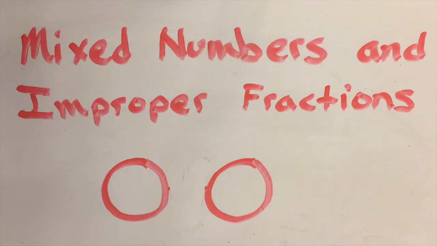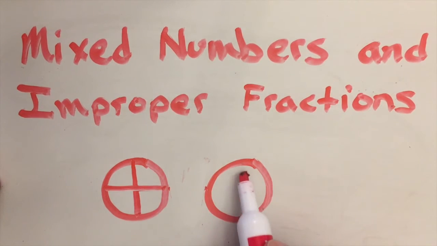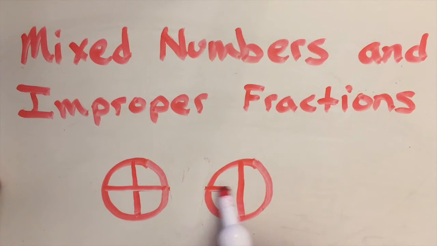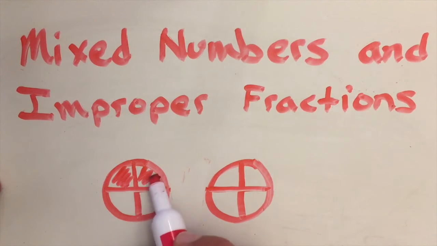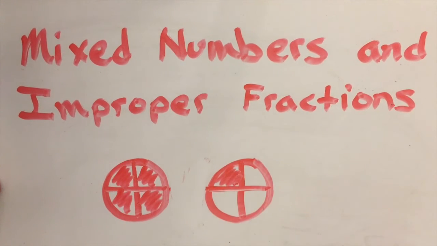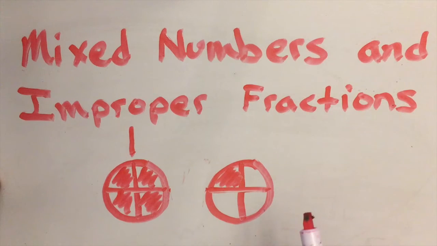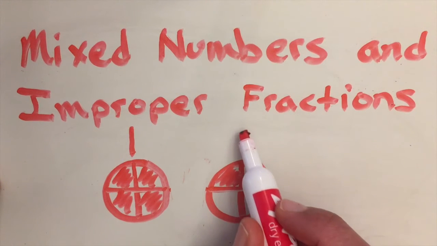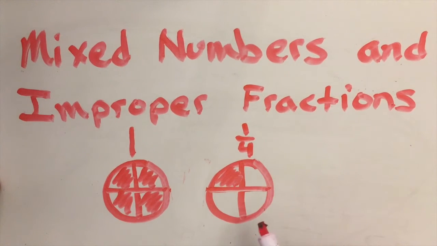So, if we had a pie that was split into 4 parts, split this into 4 parts, split this into 4 parts. If I'm very hungry and I eat this entire pie, and I have one more piece of another pie, what I have eaten is one entire pie, and I have eaten 1/4 of this pie.